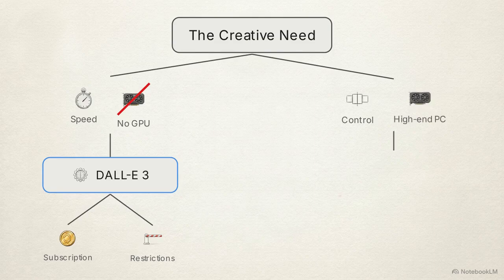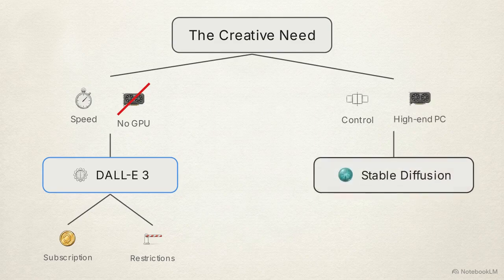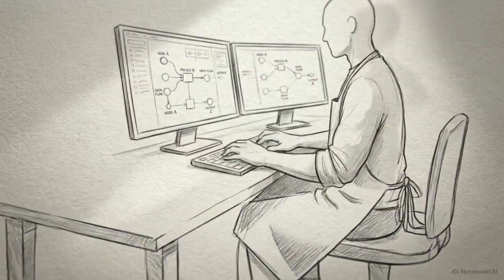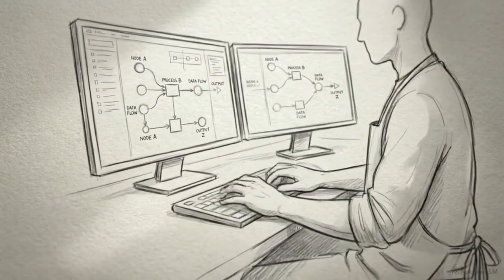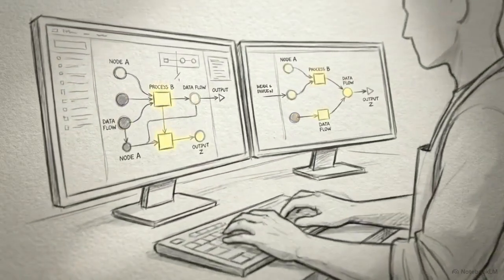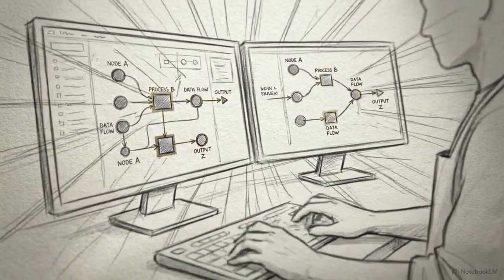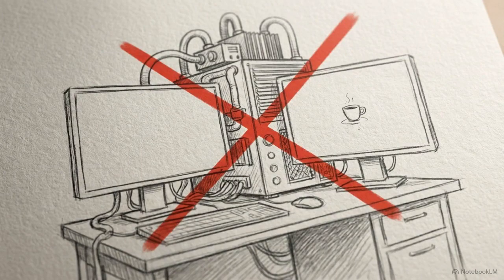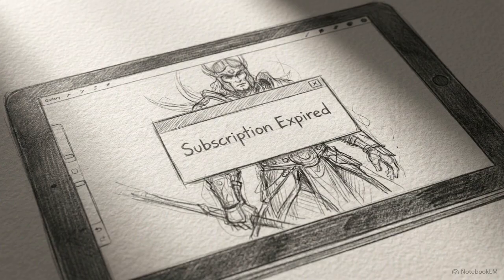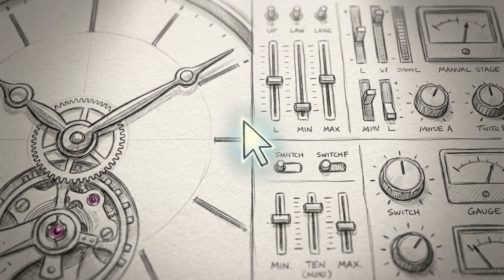If your priority is exact visual control, training models on proprietary IP, and you own a high-end PC, you follow the second branch to Stable Diffusion. Choosing this route means you must be willing to invest hours into learning complex node-based interfaces and managing large model files locally. Do not buy an expensive gaming PC just to generate a few blog headers. And do not pay a monthly subscription if you are a professional artist who needs exact consistency. Define your primary constraint, time or control, and choose the tool that respects it.